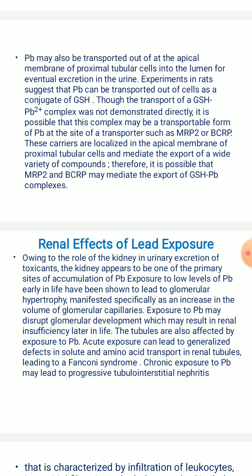Exposure to lead may disrupt glomerular development, which may result in renal insufficiency later in life. The tubules also get affected by exposure to lead. Acute exposure leads to generalized defects in solute and amino acid transport in renal tubules, leading to Fanconi syndrome, which we have already discussed in the case of arsenic and cadmium also.